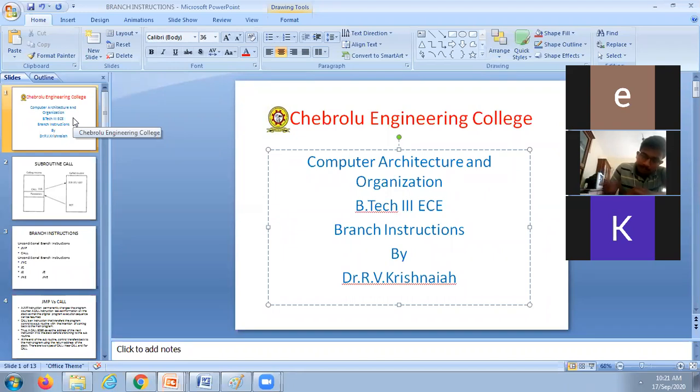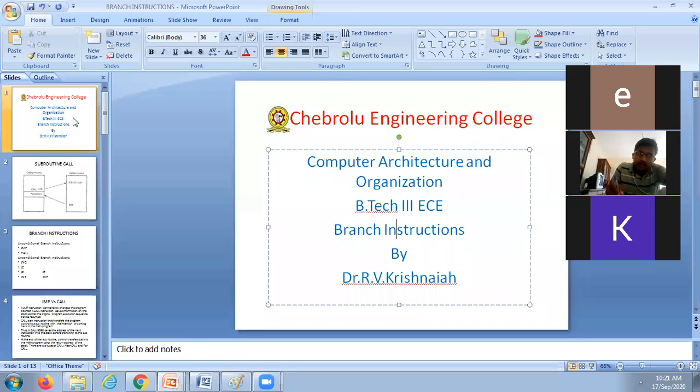To transfer the control of the program means how the control will be transferred by changing the program counter value. Why? Because the program counter is pointing to the address of the next instruction to be executed.